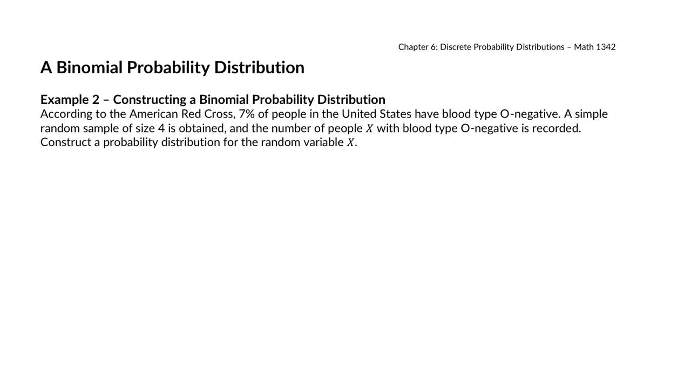It says, according to the American Red Cross, 7% of people in the United States have blood type O negative. A simple random sample size 4 is obtained, and the number of people X with blood type O negative is recorded. Let's construct from scratch a probability distribution for the random variable X. First things first. What is our sample size? 4. What will we define success to be?